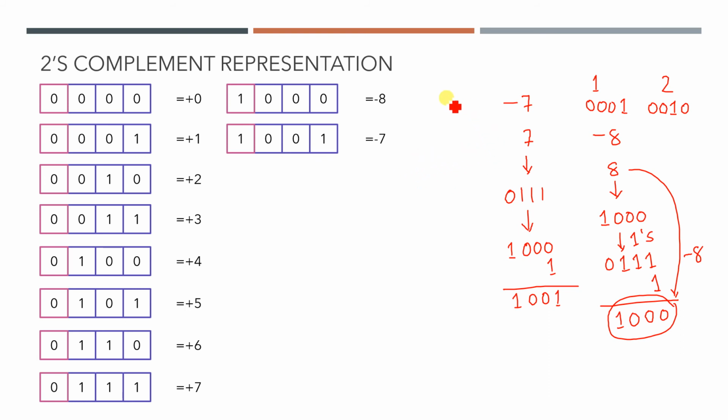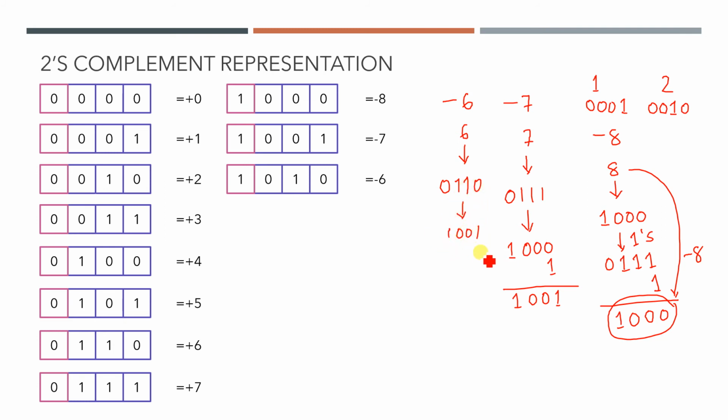Now let us take minus 6. For minus 6, you first convert 6 into its binary equivalent. That will be 1 1 0. To make it 4 bits, you put 0 here. Then you find the 1's complement, which will be 1 0 0 1. Then you add 1 to it to make the 2's complement. So 1 plus 1 becomes 1 0. You keep 0 here and put 1 here. 1 plus 0 is again 1. Then this is 0, this is 1. So 1 0 1 0.